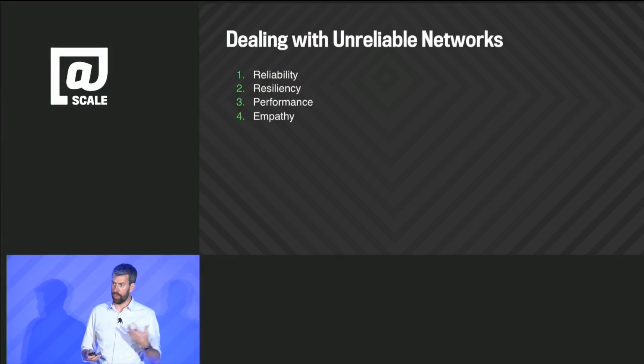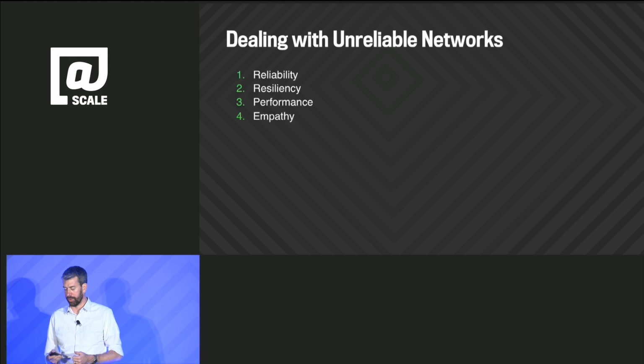I'm here to talk about unreliable networks. Now, there's no silver bullet for fixing problems that we have with the kind of networks that we see around the world and the troubles that we experience. But I'm going to break it down into 4 different areas to discuss today: reliability, resiliency, performance, and empathy, and what you can do in your own apps to try to improve the handling of your network issues.